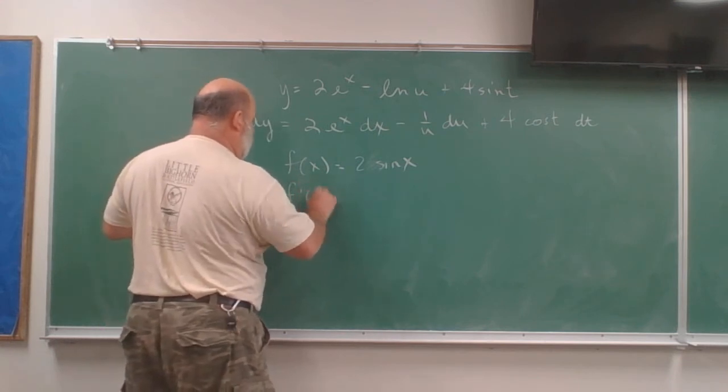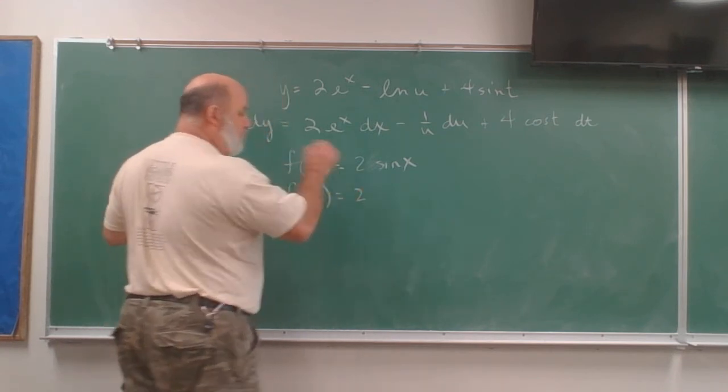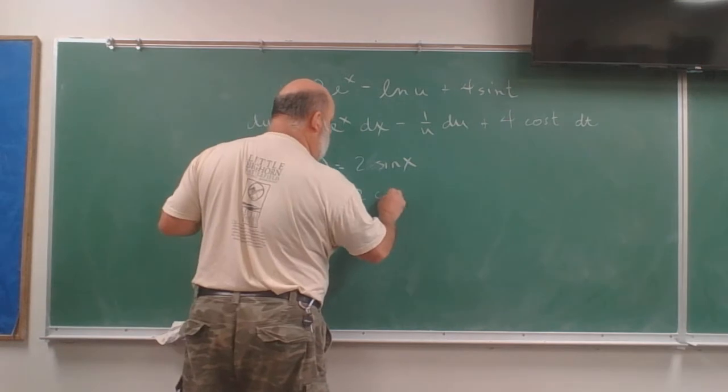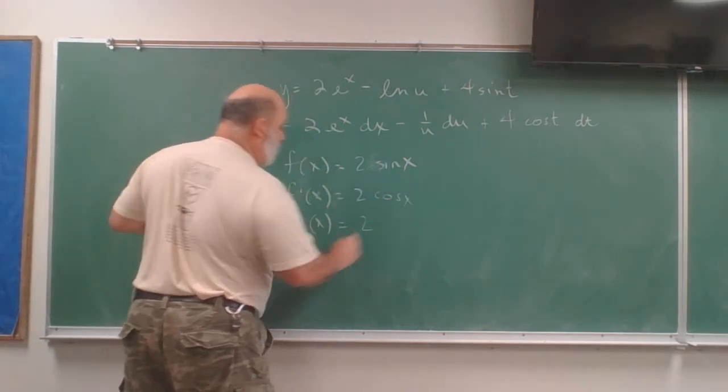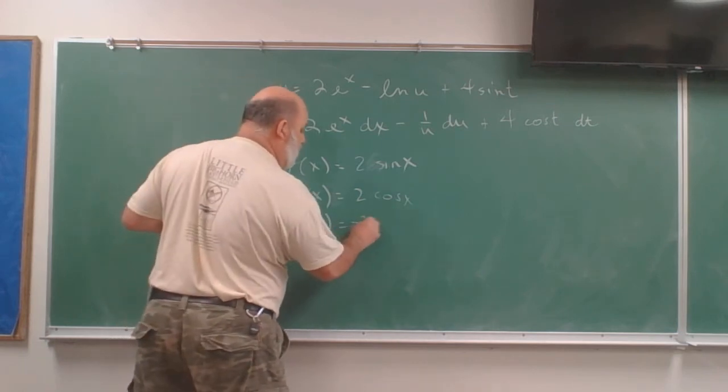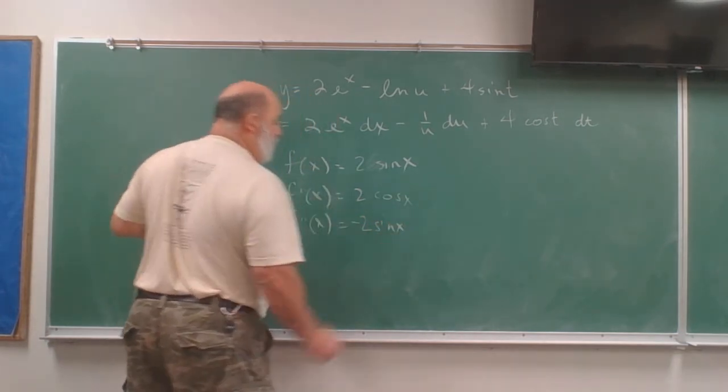Well, the first derivative will be 2 cosine x. What's the derivative of sine? Cosine. F double prime of x will be 2. What's the derivative of cosine? It's negative sine, so we get negative 2 sine x.